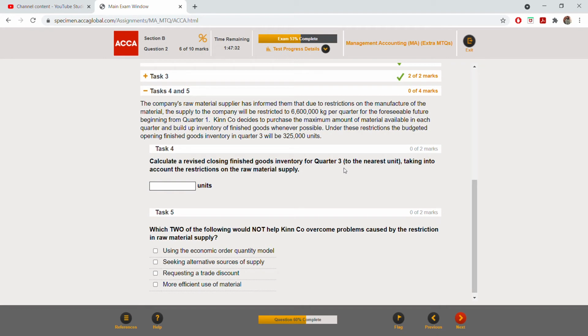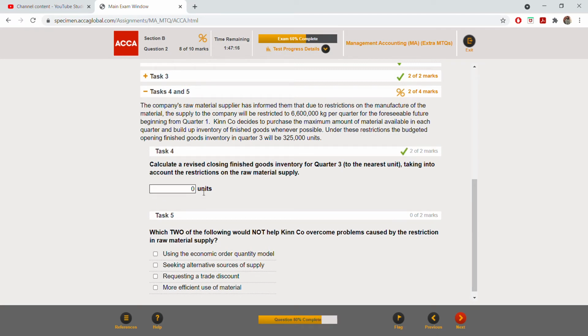So now, how many units? Task 4. You'll be shocked to see the answer, by the way. Okay, because the answer is 0. Yes, it is possible that sometimes the answer could be 0. How is the answer 0? That is the question you need to ask, and you need to solve that question first.